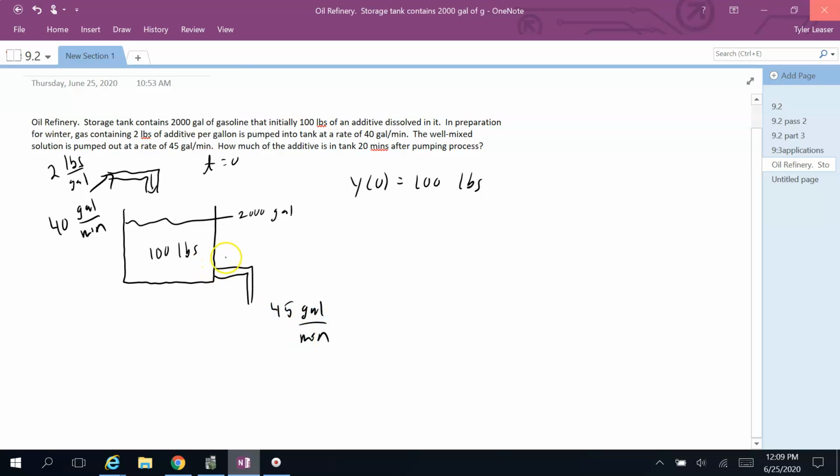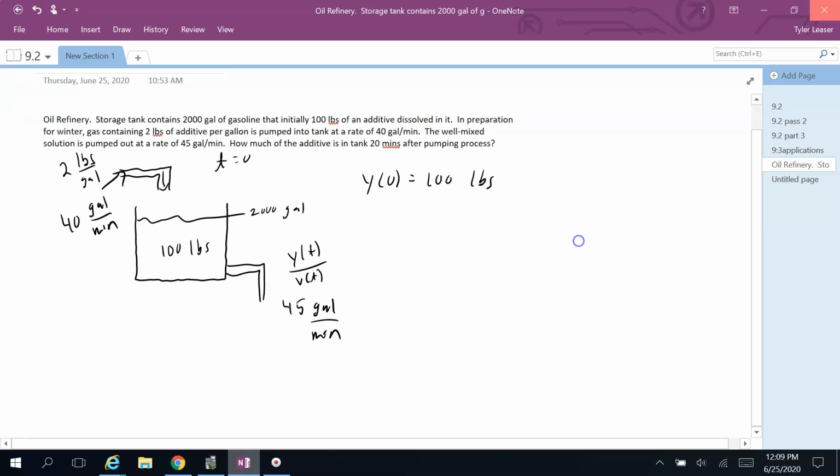But what we don't necessarily know is what the concentration is. We know what it is initially, because initially it would just be taking this 100 pounds divided by this 2,000 gallons. But this is going to change as time goes on, so that means that my outflow concentration is going to be whatever the amount of the substance is at time t divided by the volume at time t. What you usually want to do before you get started is go ahead and find the volume as a function of time. That you get by looking at the inflow rate and the outflow rate.